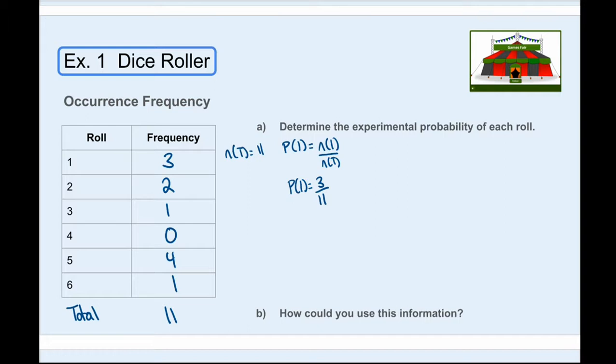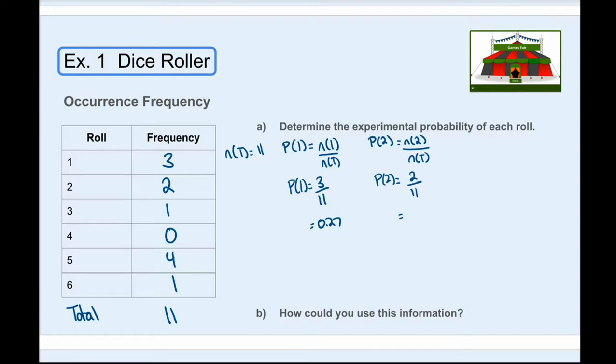So that's the probability of rolling a 1. And again, you could reduce this fraction if you can. In this case, you can't. You could turn it to a decimal, and then you could also turn it to a percent. If we do the probability of rolling a 2, you're looking for the number of times 2 occurred over the total number of trials. So in this case, the probability of rolling a 2 was 2 out of 11. We can't reduce that any further.